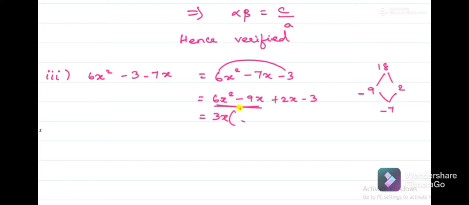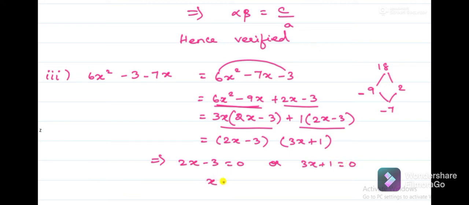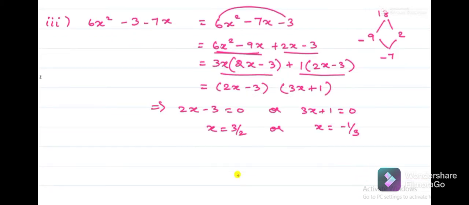From the first two terms, let us take 3x outside. So it's 2x minus 3. From the next two terms, we'll take 1 outside. It remains 2x minus 3. Now from these two terms, let us take the bracket outside. 2x minus 3 into, we'll have 3x plus 1. So the two factors are 2x minus 3 and 3x plus 1.